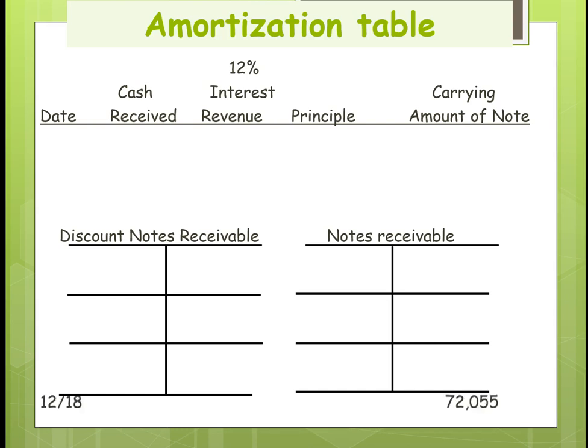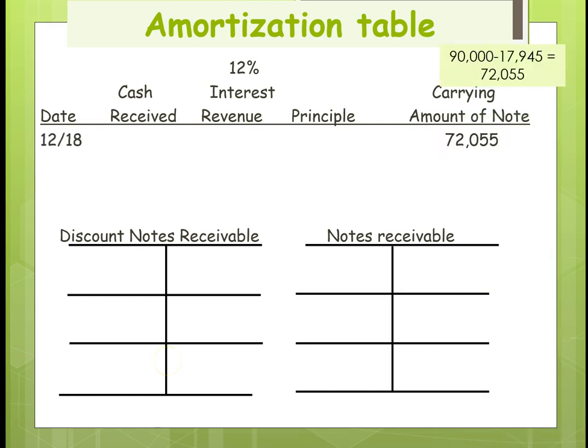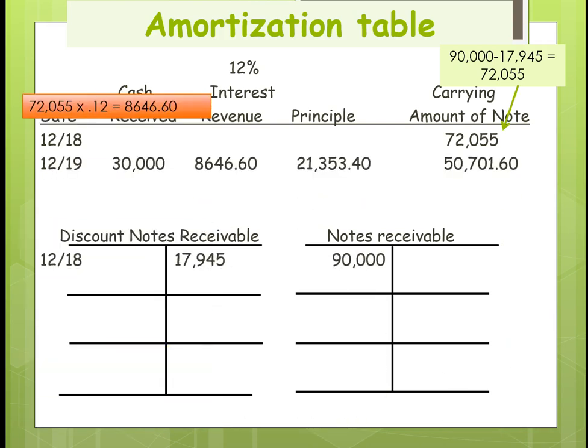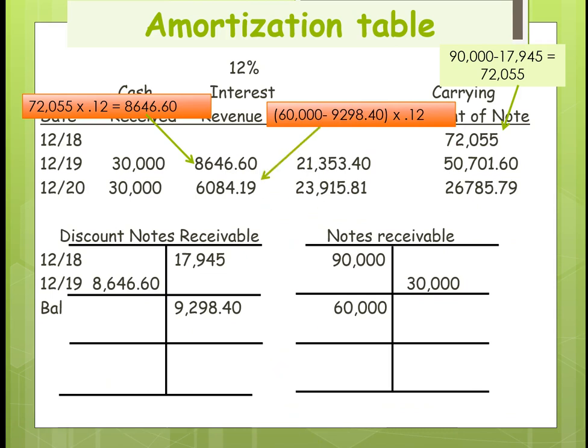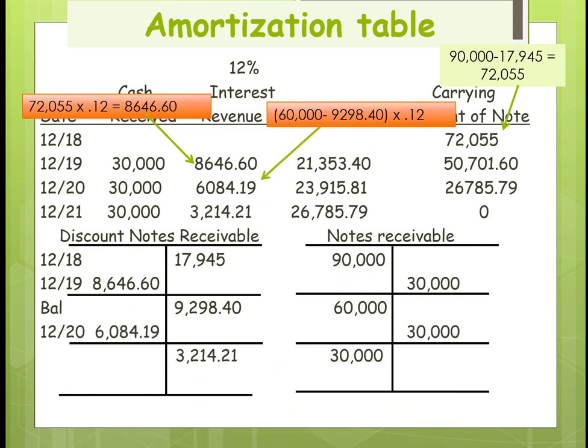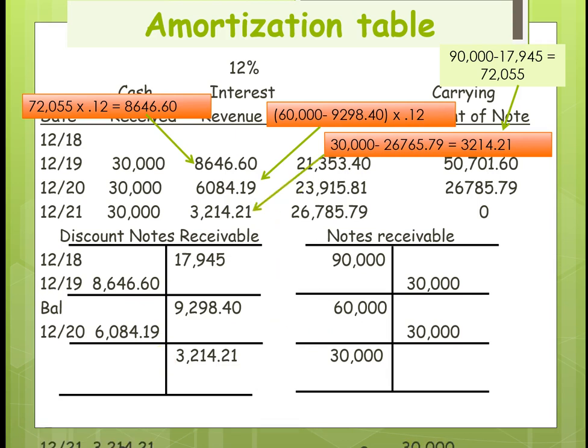Now what we're going to do is we're going to figure out how to figure out our interest. And remember that interest is always going to be the balance times the effective rate, and it's going to change every year. And in the end, you should zero out the discount notes receivable and the notes receivable, which is what we're doing here.